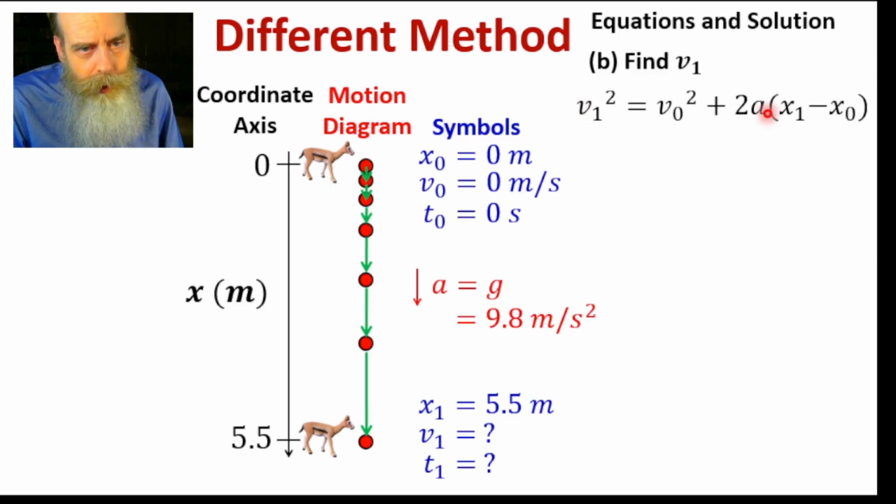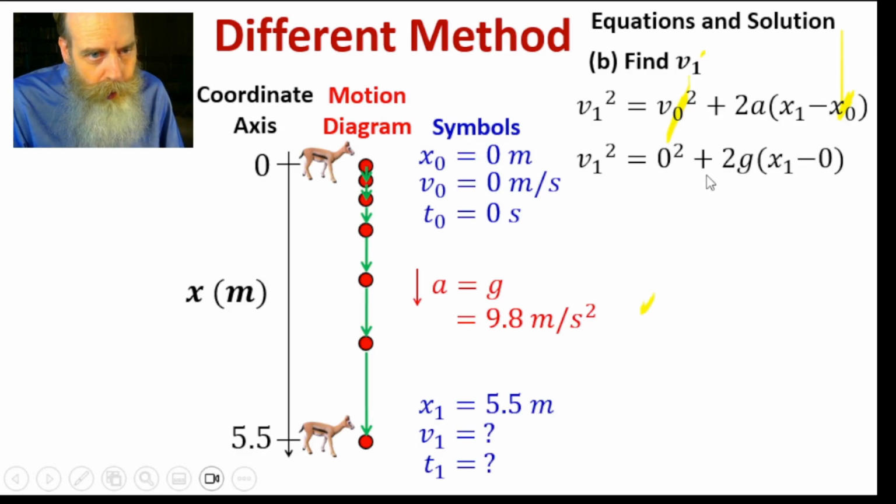Let's look at this kinematic equation. v1 squared is v0 squared plus 2a (x1 minus x0). This is the equation that doesn't contain the time. Let's put in the things that we know. Well, we know that initial velocity v0 is equal to 0, and x0 is equal to 0. And continuing, we get v1 squared is 0 squared plus 2g, a is g, (x1 minus 0), which is v1 equals square root of 2g x1.